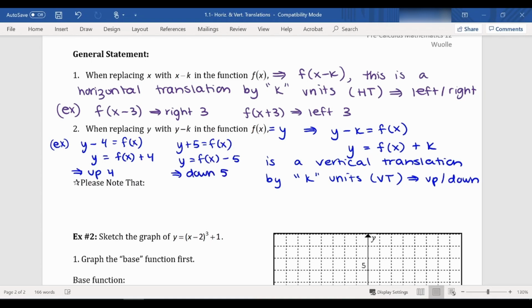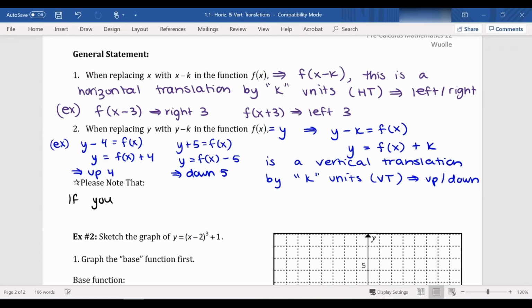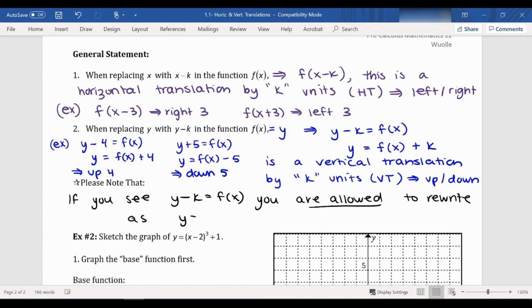So please note, if you do see this written as y minus k equals f of x, you are allowed to rewrite this as y equals f of x plus k. So that would be my preference. I would rewrite this.